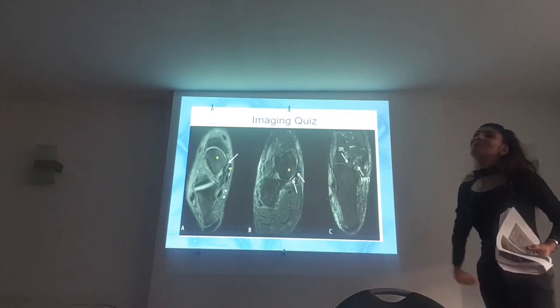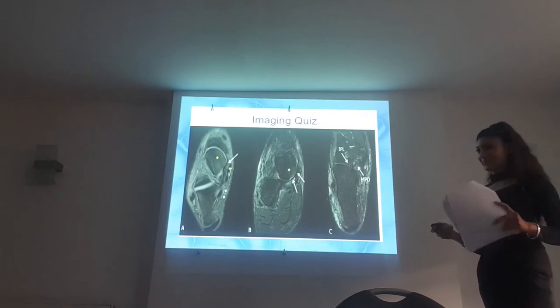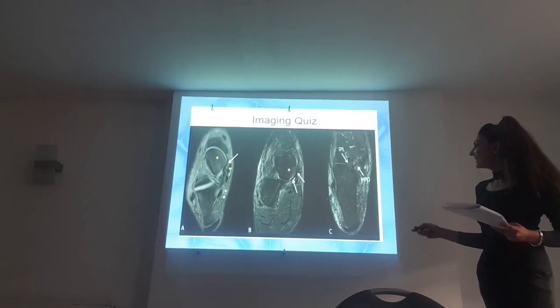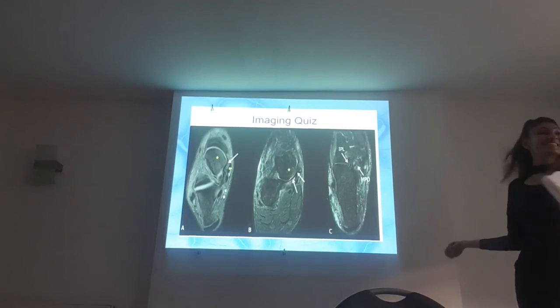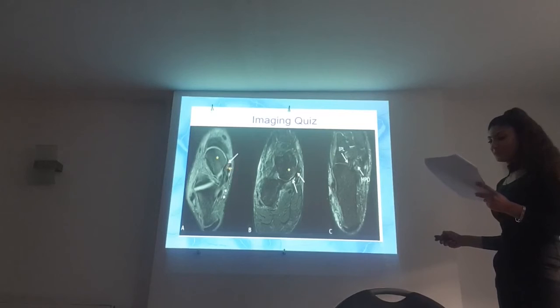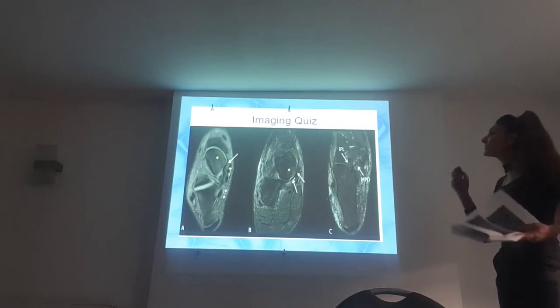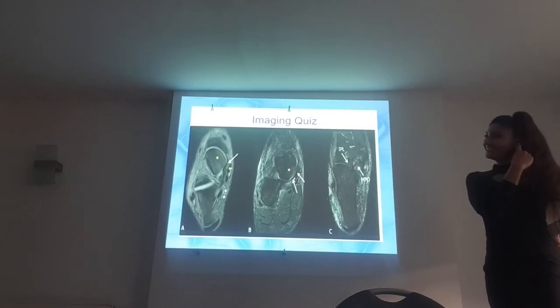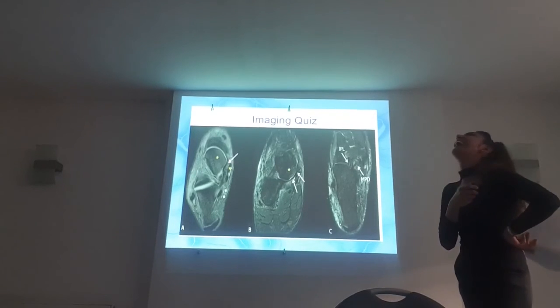Clue was in the previous image. Yes, exactly. Okay, so what's the white arrow? Oh, first of all, is it normal or abnormal? No idea.